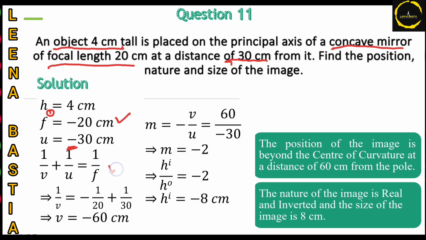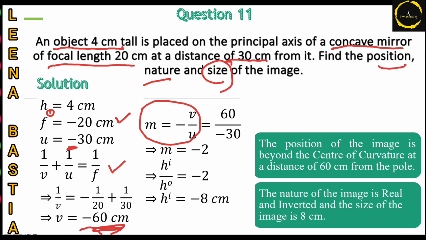Now use this mirror formula and put the values, and you will get v equal to minus 60 centimeter. This minus sign of v is indicating the nature here. Also the position and nature we got for the image. Now the next part is the size of the image. Now we have only HO value. We do not have M value, or we do not have HI value. So the other formula we have to use, that is M equal to minus v by u.